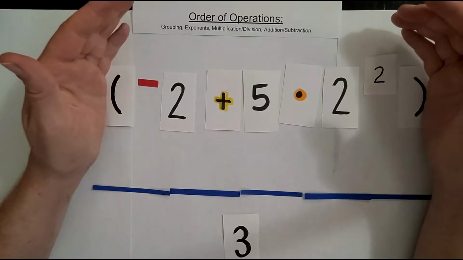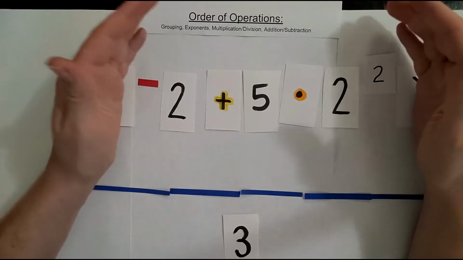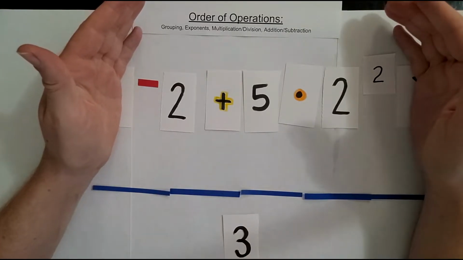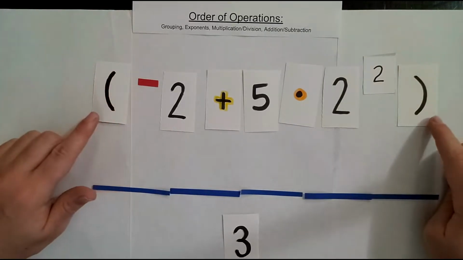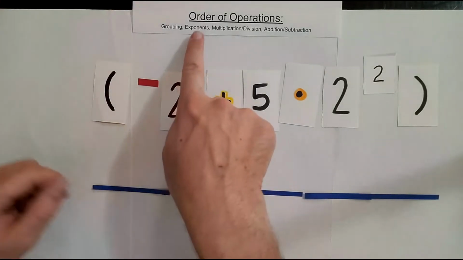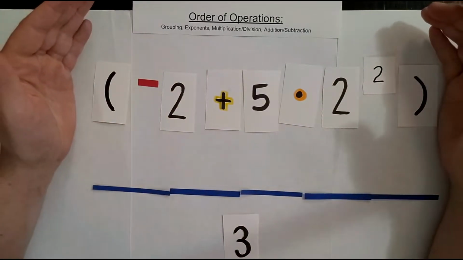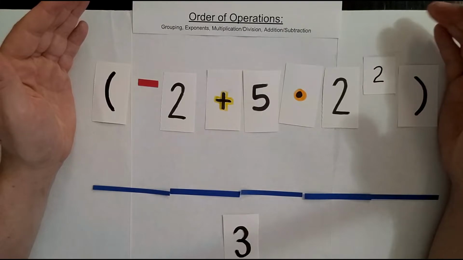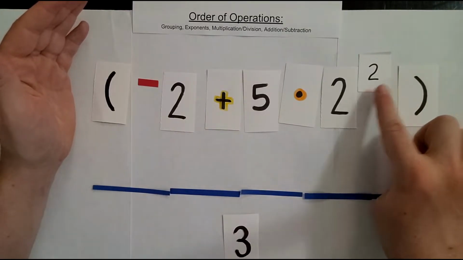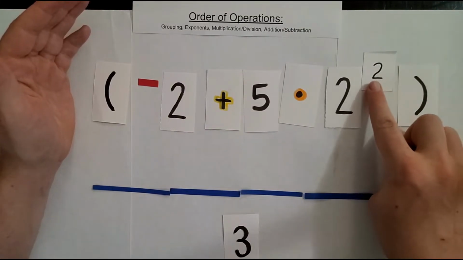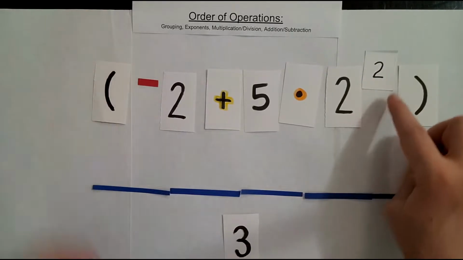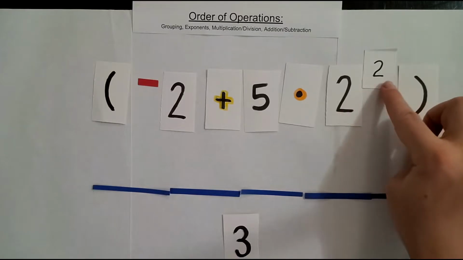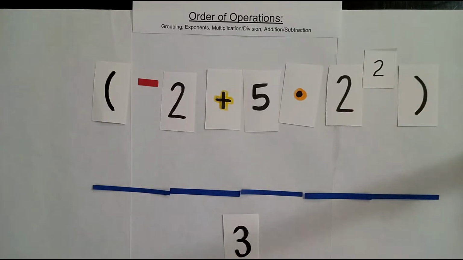So the first thing we look for, are there any other groups? So inside of this group, are there any other groups? And I don't see any other groups. So that means we can go straight on to the next part, which is going to be exponents. Are there any exponents in here? Oh, there's one exponent in here. Remember, exponents are those little numbers that go above the big numbers, above and to the right. So if we see those numbers, that's going to be an exponent.